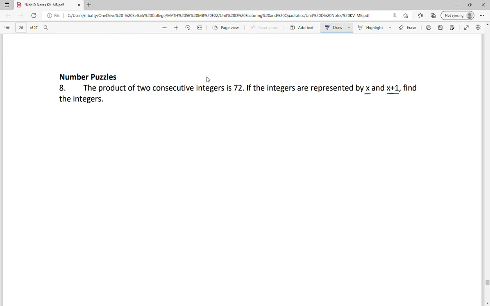So the product of two consecutive integers is 72. So off the bat here, product implies multiplication. And the two integers, this is going to be the first. This one is going to be the second. So if I multiply these two together, that should equal 72. So I would have x times x plus 1 equals 72.